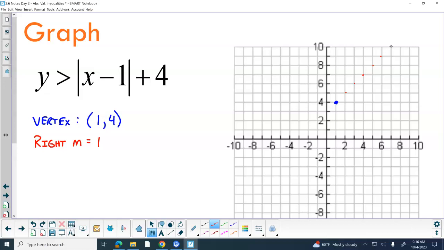Okay. Left side slope. -1. What directions do I need to go for -1? Up and left, because my V still needs to open up. So I would have to go up and left.